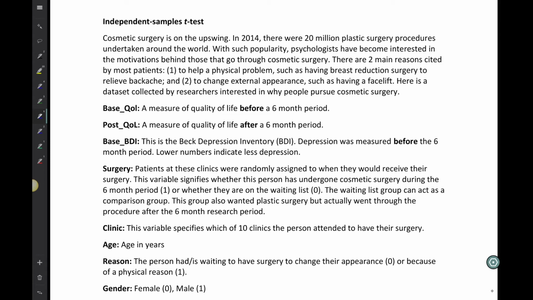This video will talk you through part 3 of classwork 20, going over the independent samples t-test cosmetic surgery example. So let's start by just reading the example. Cosmetic surgery is on the upswing.